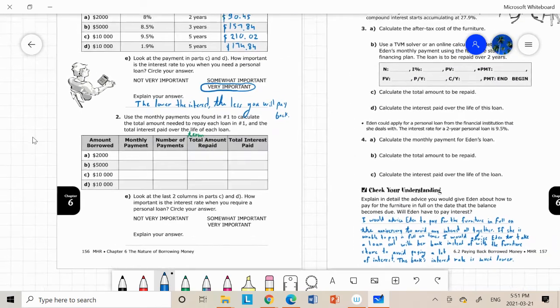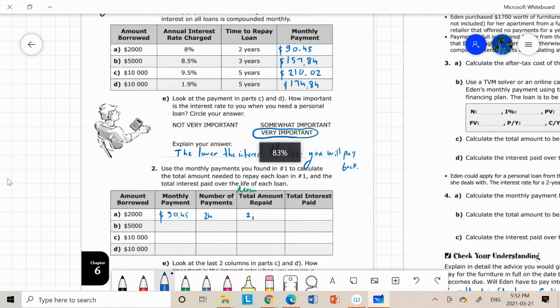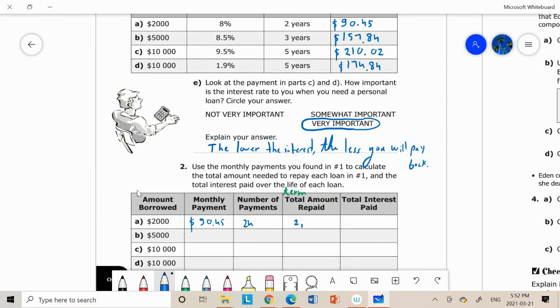So we can see what the monthly amounts were, right? Here above, 90.45 was the monthly amount. In the case of borrowing $2,000, number of payments was 24, right? 2 years, 24 months, 24 payments. Total amount paid, you simply multiply the number of payments by the monthly payment to get, in this case, 2170.